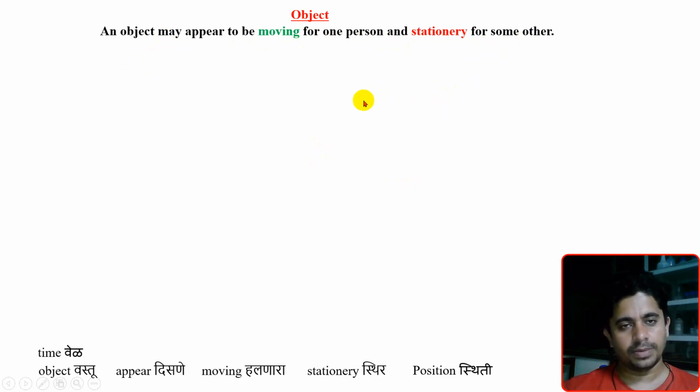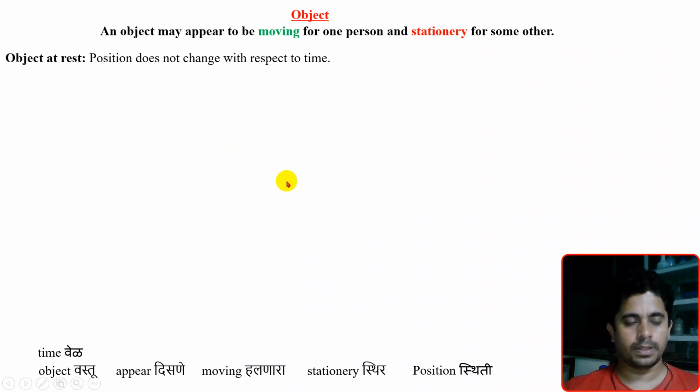There is one object. If I am looking towards that object, for me I feel it is moving, but if some other person sees the same object, he will feel that the object is stationary. The object is the same, the object is common, but the looking perspective is totally different for different persons.